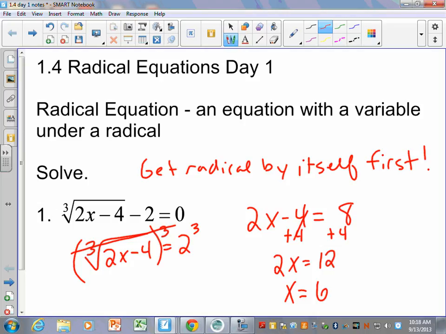You do want to make sure you check your answers. Cube root's not such a big deal because you can have a negative under an odd root, right? Like you can take the cube root of negative 8. You can take the cube root of negative numbers. But if you have an even root, sometimes you get those extraneous solutions.